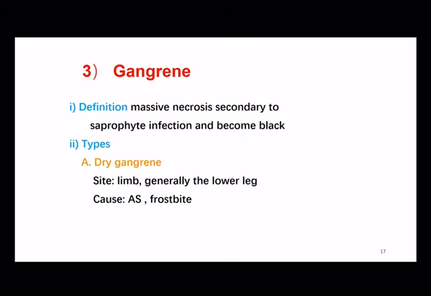The third type is gangrene. It is massive necrosis secondary to saprophyte infection. Gangrene includes three forms. Firstly, it is dry gangrene. Limb is the most common site, usually in the lower leg. They are caused by arteriosclerosis or frostbite.